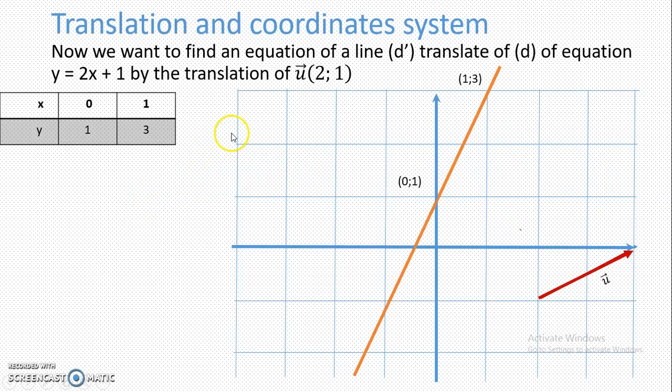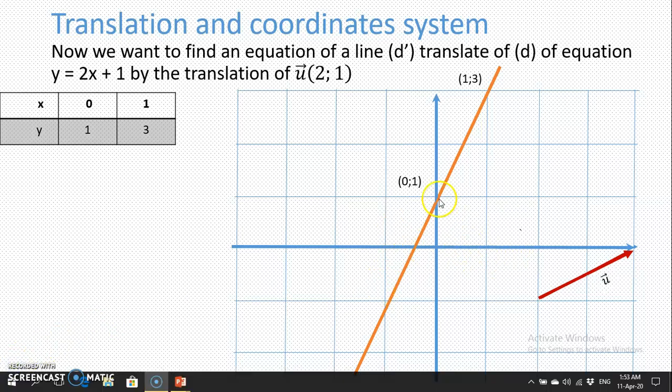Okay, translation and coordinate system. Now we want to find an equation of a line D prime. This is line D, and I want to translate it to get D prime according to the vector u of coordinates (2, 1). First we're going to draw the line. We take 2 points: x equal 0, we substitute the value of x in the equation, then we obtain y equal 1, and x equal 1, we obtain y equal 3. Then we draw the line.